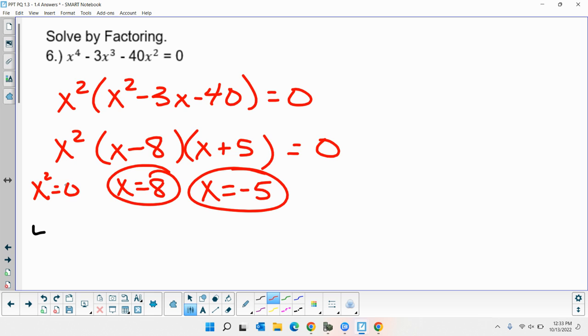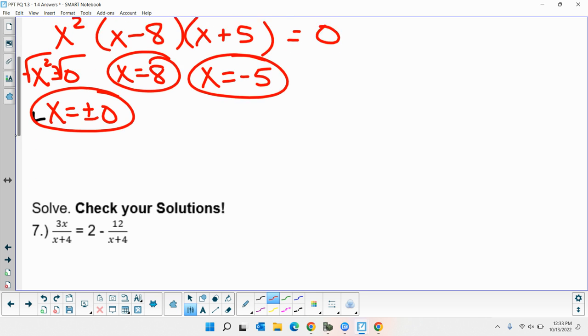When I set that equal to 0, what do I got to do to both sides? Square root. What's the square root of 0? 0. Does plus or minus really make a difference on 0? No. But there's my answers. Okay? You guys know how to factor. Just do the GCF first. Then it's really easy. I think some of us forgot about doing the GCF. We good? All right, I'm moving on.